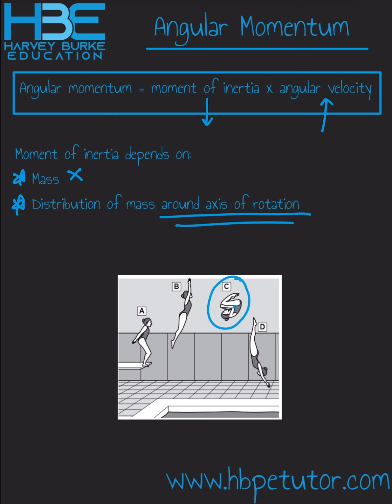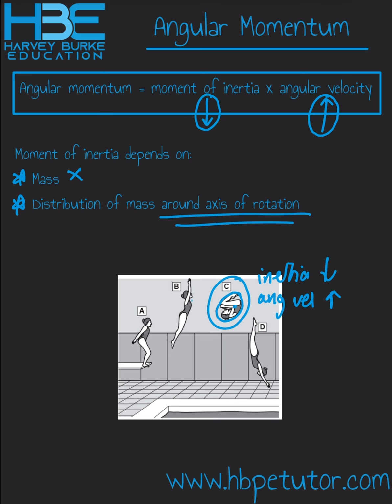So what they do here, they're spinning around this transverse axis of rotation, and they distribute their mass much closer to the transverse axis of rotation. That lowers their moment of inertia, which then allows their rate of spin, their angular velocity, to increase, and that's why at point C there, their inertia is at its lowest, and their angular velocity is at its highest.